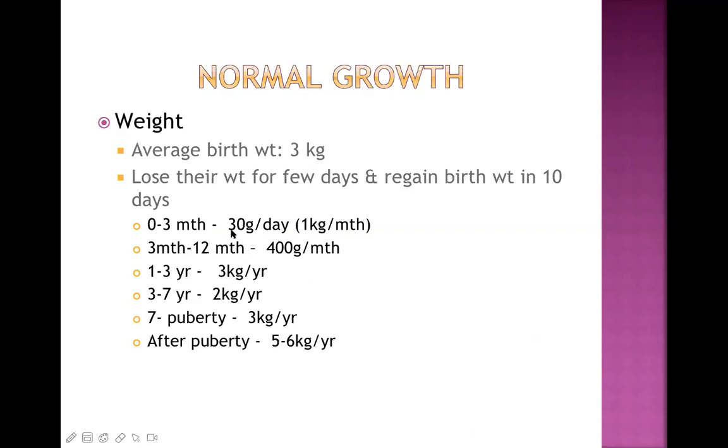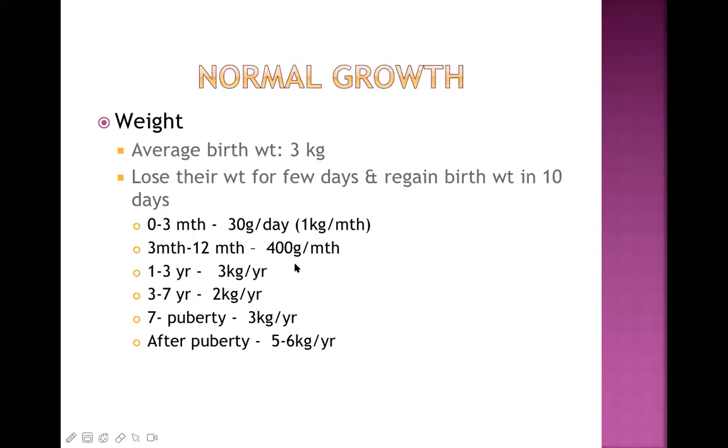Now, in 0 to 3 months, the everyday weight gain is 30 gram. So in the first 3 months, if we give you the birth weight and ask what the weight is after 3 months, you can easily calculate now. Roughly it becomes 1 kg gain per month. So in 3 months it would be 3 kg. If the birth weight of a baby is 3 kg, then it would be 6 kg now: 3 kg at the time of birth and 3 kg after 3 months. So this is how you calculate.